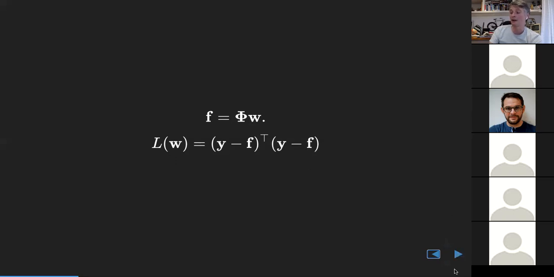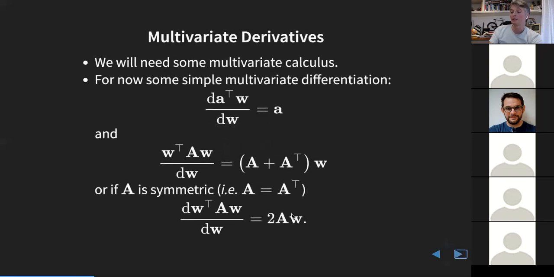If I substitute in phi w, what I get is a bunch of quadratic forms. So I get two terms like this, one of the form a transpose w where a is equal to y, and one of the form w transpose A w where capital A is equal to phi transpose phi. So to minimize that, I need to take gradients. And the really nice thing is if you know a bit about multivariate calculus, you can just do these. And these are the only two gradients I'm basically going to use for multivariate calculus. This is a scalar, the inner product of a and w, and this is a vector, w. So this is the differential of a scalar by a vector.